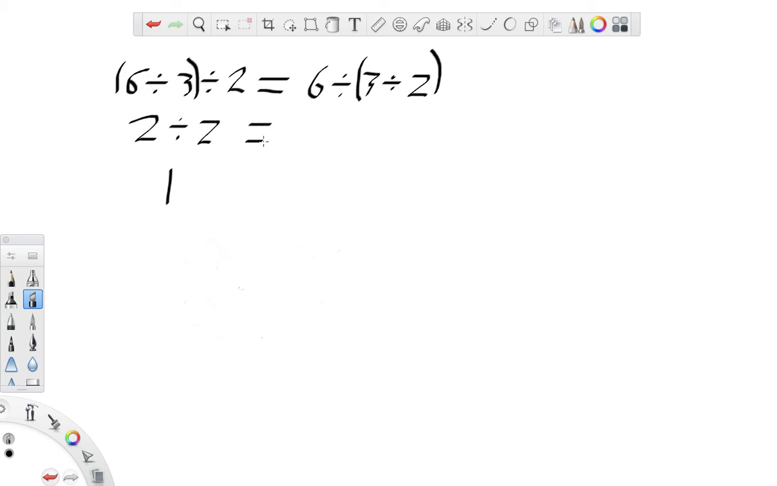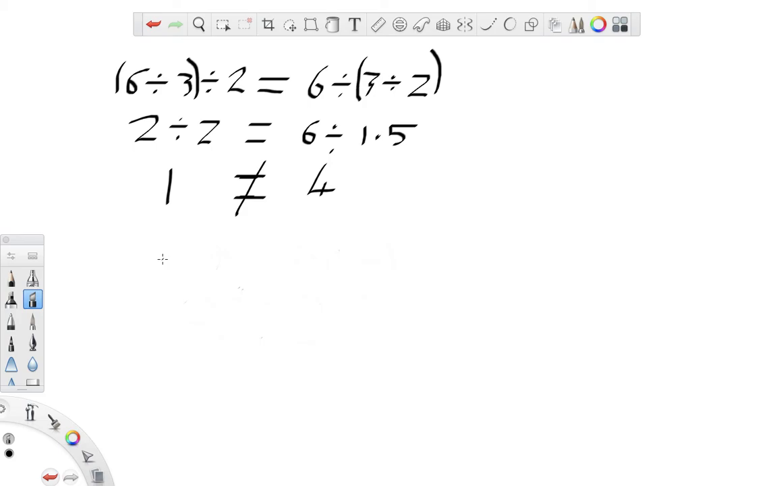So let's check the right hand side. So 6 divided by, and then in brackets 3 divided by 2. Well, that's 6 divided by, and then 3 divided by 2 is 1.5. And then we've got 6 divided by 1.5. Well, what's that? 6 divided by 1.5 is obviously 4. So we've got 1 is equal to 4. That obviously cannot work. So from this, we're convinced that division isn't associative.